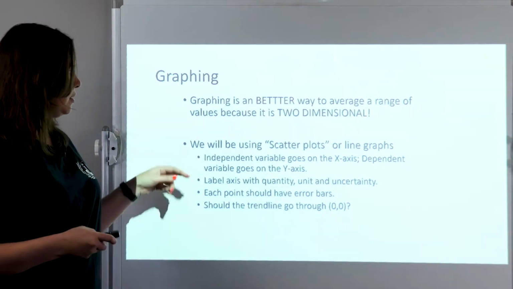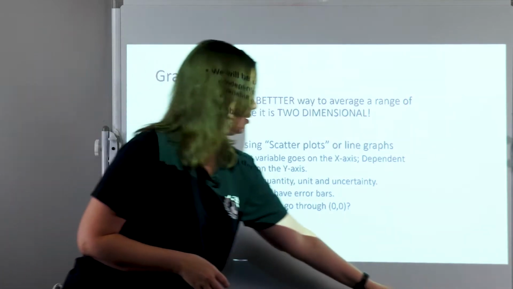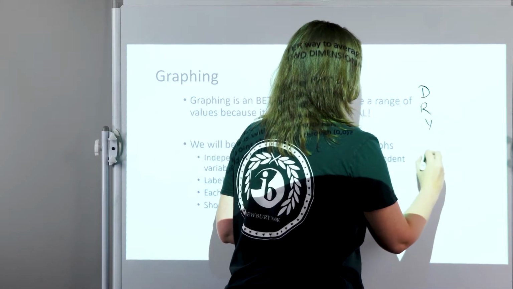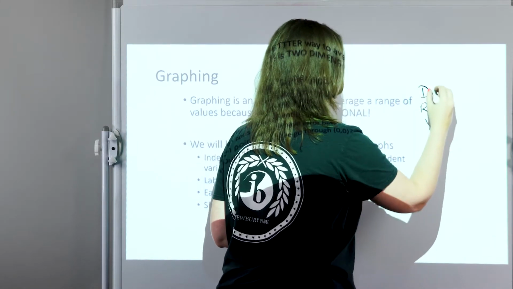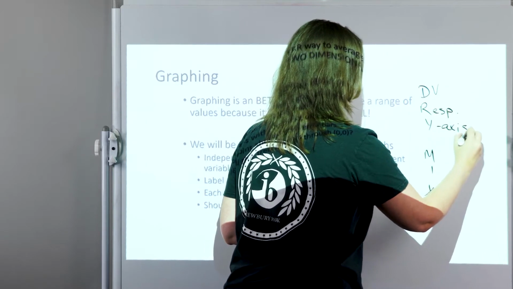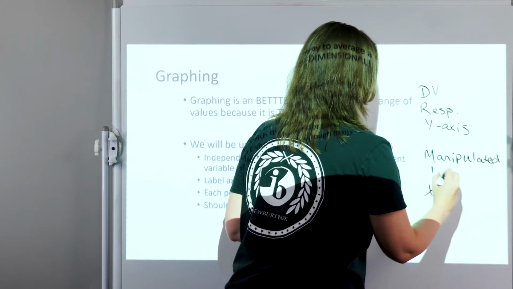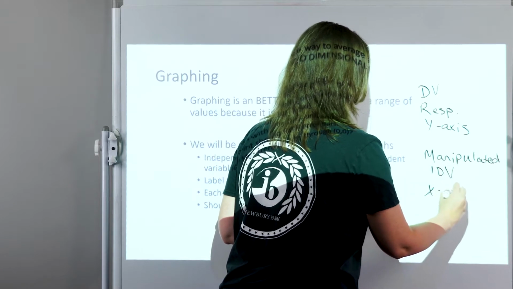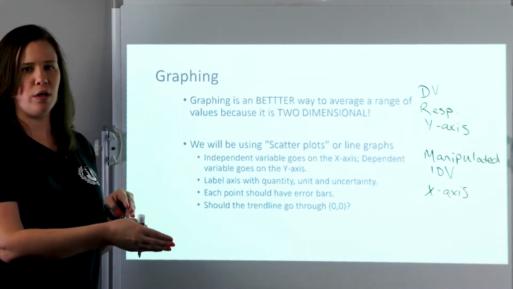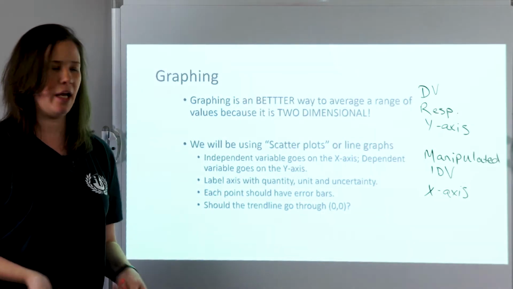When we do this, typically the independent variable goes on the x-axis and the dependent variable goes on the y-axis. So you may remember a little acronym trick for this. DRY MIX. So the dependent variable is the one that's responding and it goes on the y-axis. And then the manipulated variable is your independent variable and it goes on the x-axis. So this is going to kind of help us keep track of what is responding, where y is a function of the change in x.